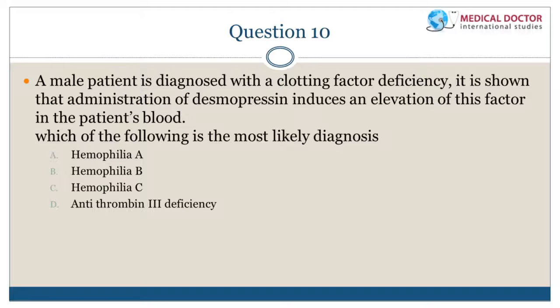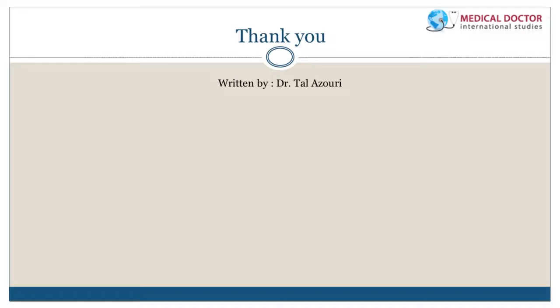Now, please take a moment and try to solve this question. And the answer is A. As we said before, when we give desmopressin, we increase the levels of von Willebrand's factor release. This would cause an increased protection on factor 8, and the one that is deficient in hemophilia type A is factor 8.